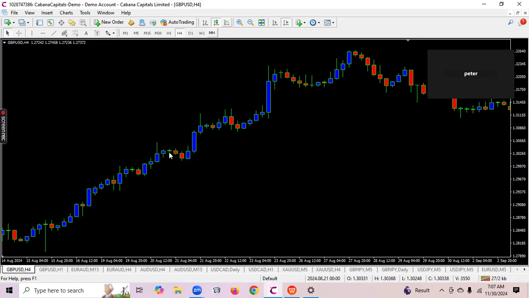You can see after the formation of this doji, wait for this next candle to close. What happened? Price went down a little. You can see it went down a little, so you probably would have made small profits here.